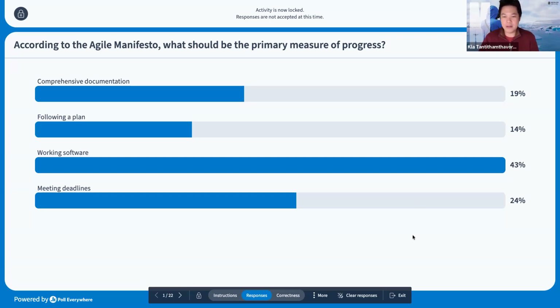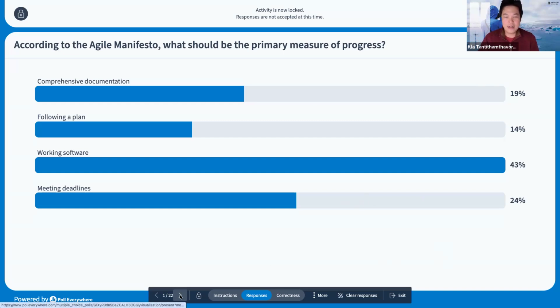Following the plan, not really, because sometimes you follow the plan, but if the plan is unclear, then there's no progress anyway. You get my point? For example, next week I'm going to complete the documentation, but what kind of documentation, and whether it is of high quality or not, are other questions as well, right? But if you deliver a real working piece of software, then that's a very good iteration. Comprehensive documentation is not aligned with the agile values at all, so it shouldn't be the correct answer.